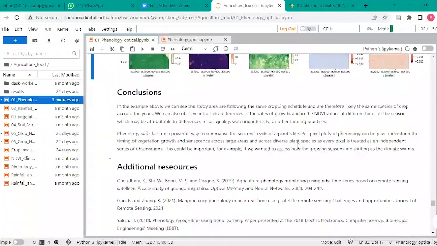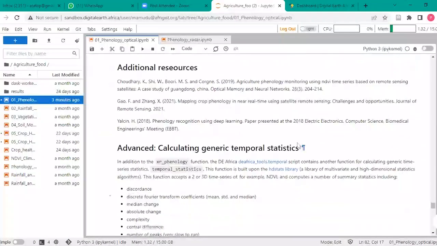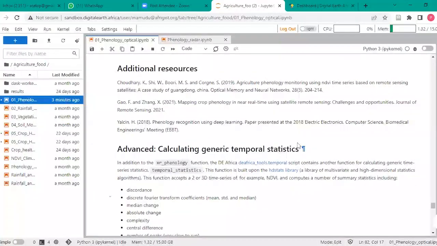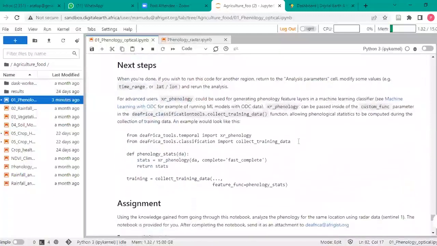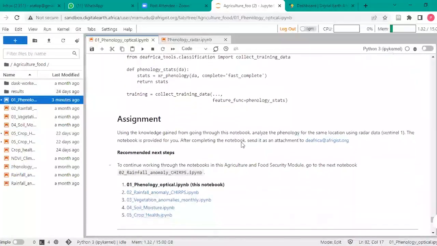So here are some additional materials on phenology that we can feel free to explore at our leisure. And if you feel like running through this again, you can go through running the phenology for the optical data, which is what I've just done, or even running it using radar data sets, the Sentinel-1 data. So I would urge us to explore running the optical phenology as well as the radar phenology at our own time. Thank you everyone for listening.